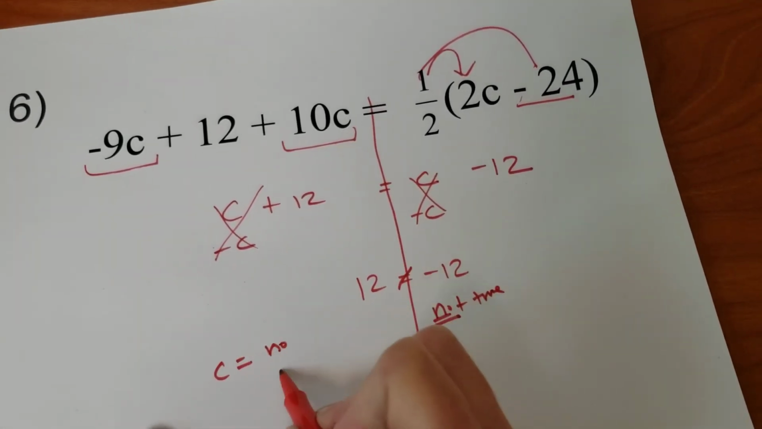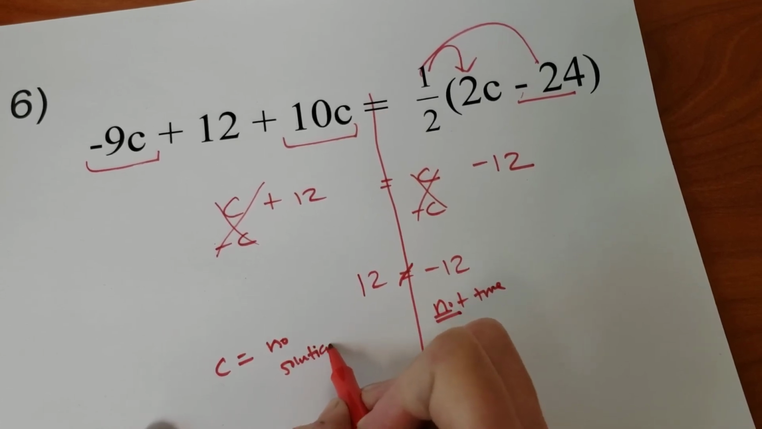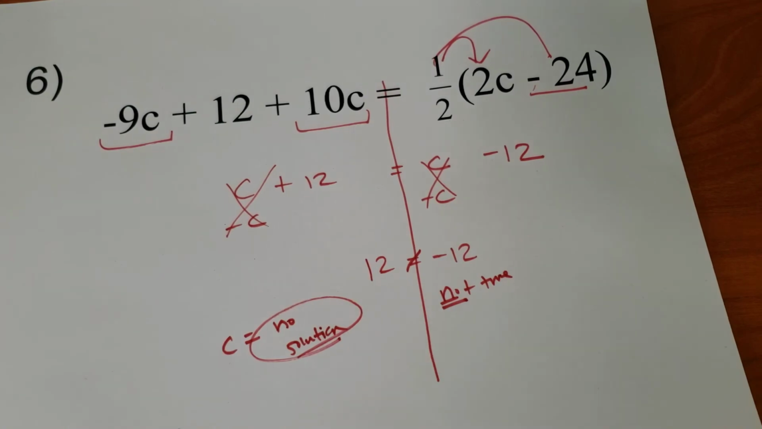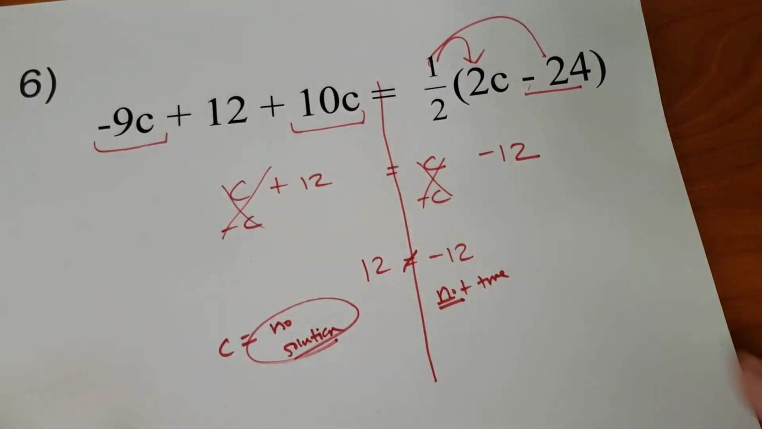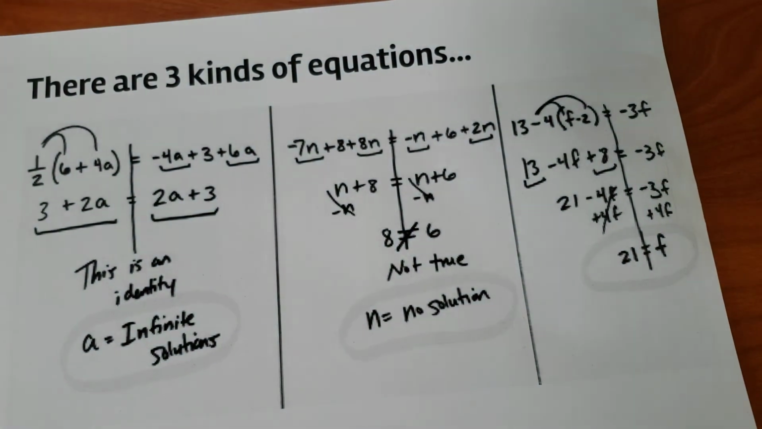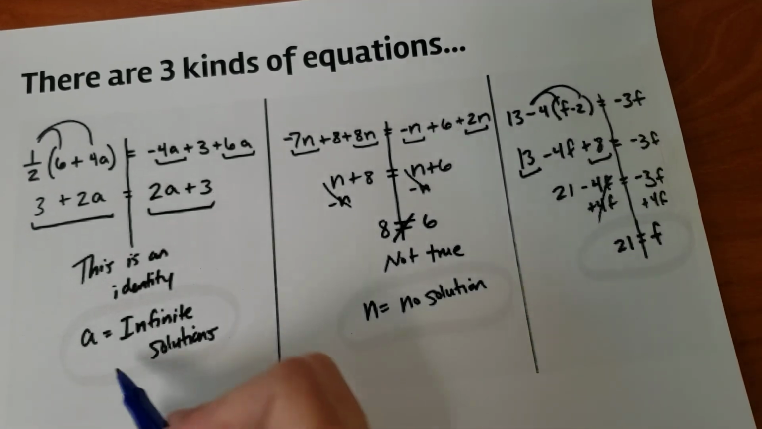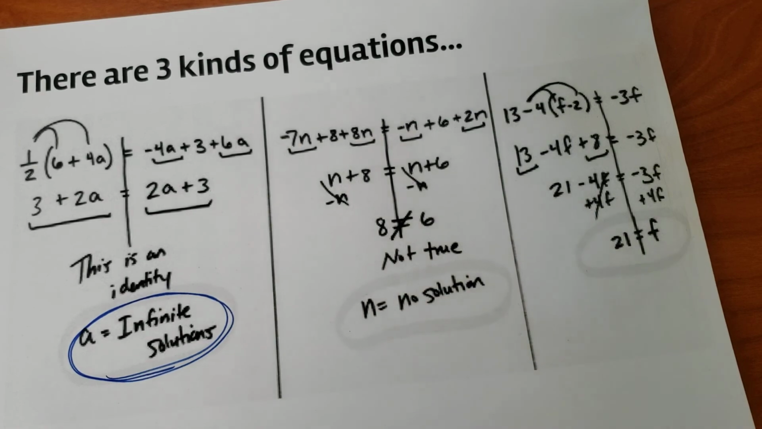So the answer for c: c equals no solution. Yep, can't figure out c. There's no number c that's going to ever make these two sides equal. Doesn't work. So just to recap here, when we're solving multi-step equations, we may end up getting infinitely many solutions.